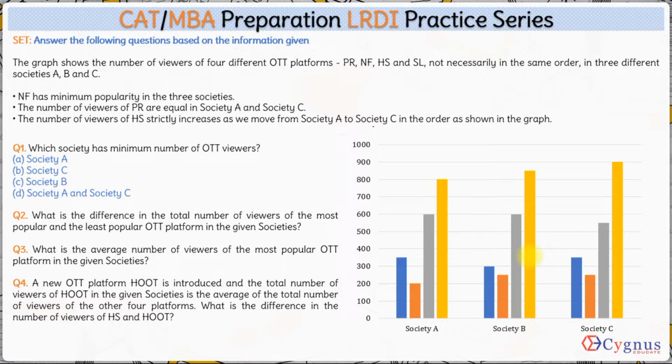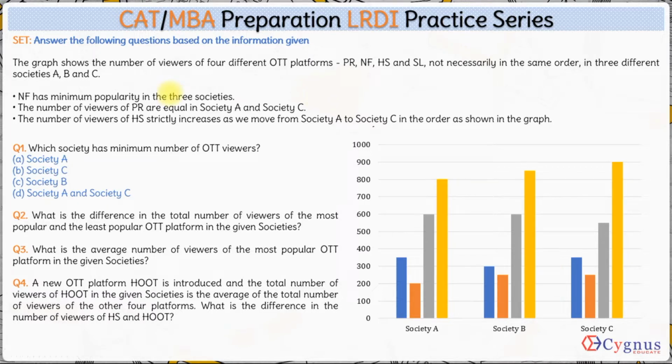Hello everyone. Here again we have a pretty simple set based on the viewership of 4 different OTT platforms in 3 different societies A, B and C. Kindly go ahead, solve this set. Once you have solved it, then again go ahead and look at the solution. So let's start solving this set.